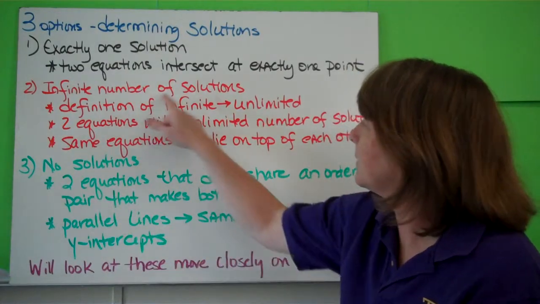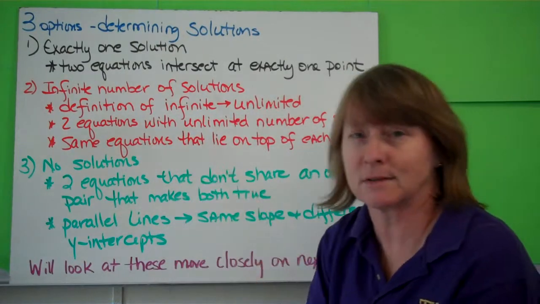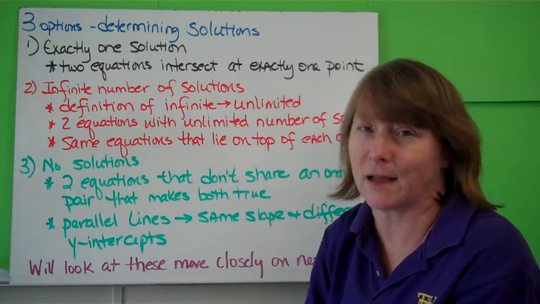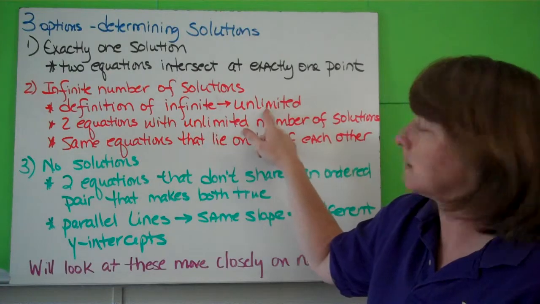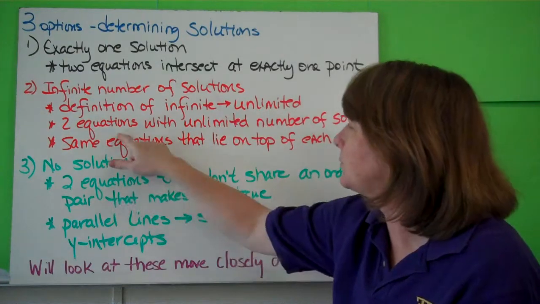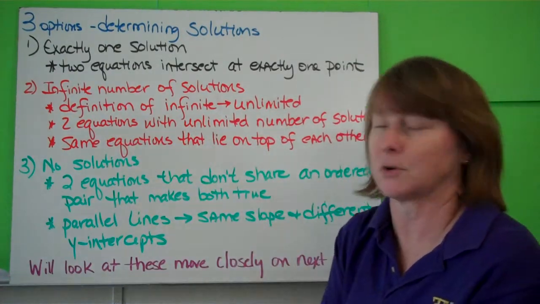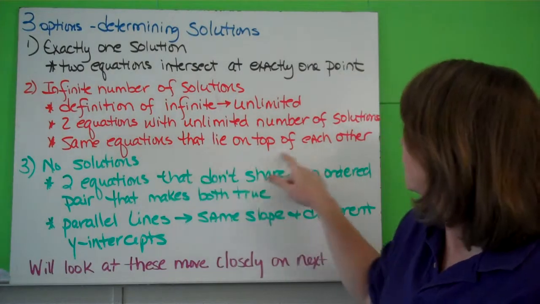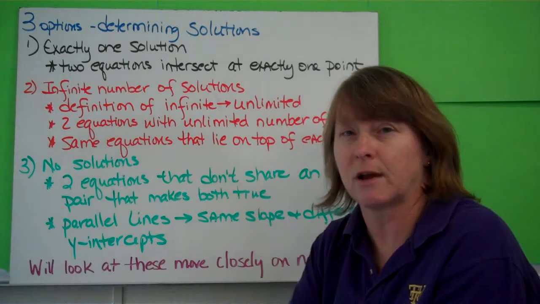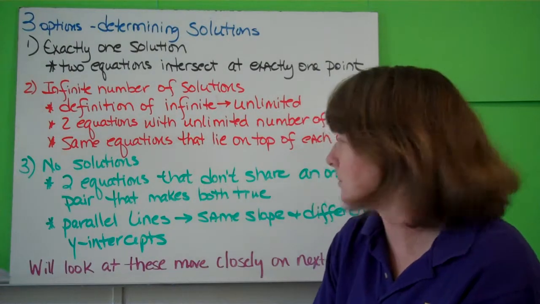You can have an infinite number of solutions. So what is the definition of infinite? If you don't know that, you can't understand this one. Infinite means it's unlimited. So you have 2 equations with an unlimited number of solutions. These are the same equations that lie on top of each other, so they share every single ordered pair that makes them true.